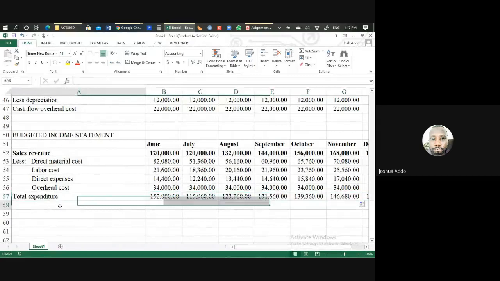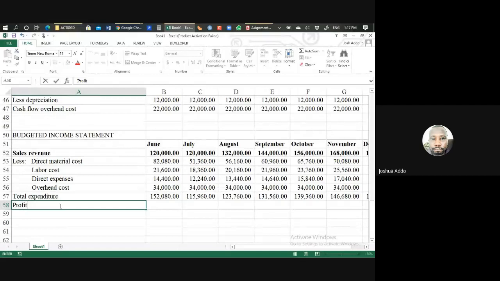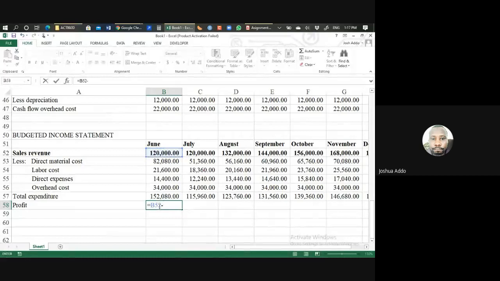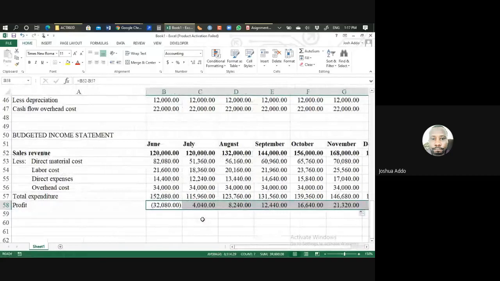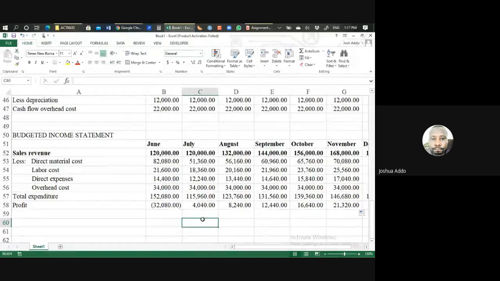Then our profit is equal to our revenue minus our costs. So it's equal to this minus this. And this is going to give us a loss. Let's see the other months. Okay, we have some profits. It's only the first month that will have a loss. So this is our budgeted income statement based on the figures we have in the question. Any questions, any comments?